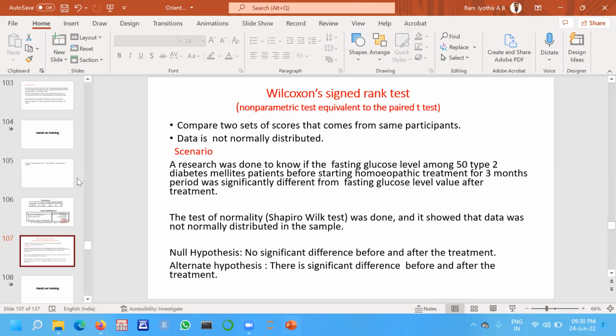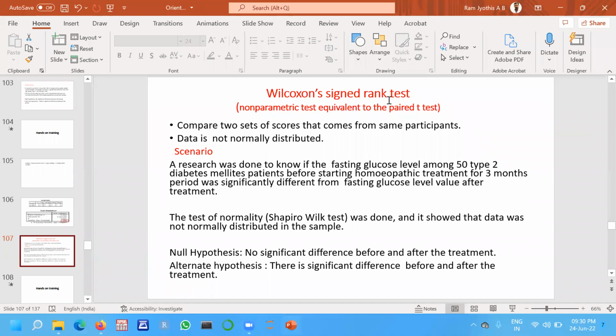Yes. So next one is Wilcoxon signed rank test, and that is a non-parametric test equivalent to paired t-test. Similar to paired t-test, it is comparing two sets of scores that come from the same participants. So same group before and after, but the data is not normally distributed.